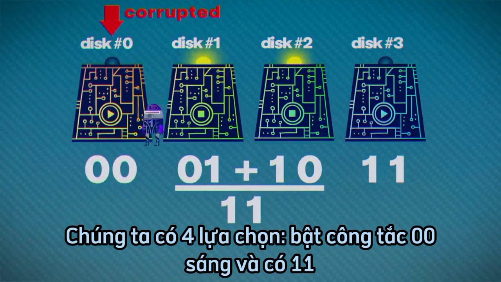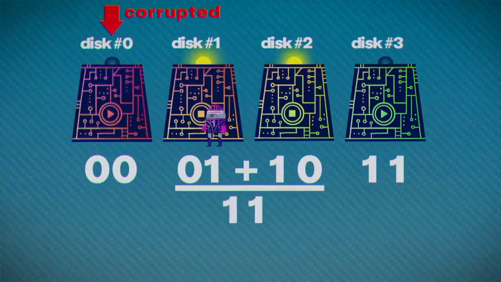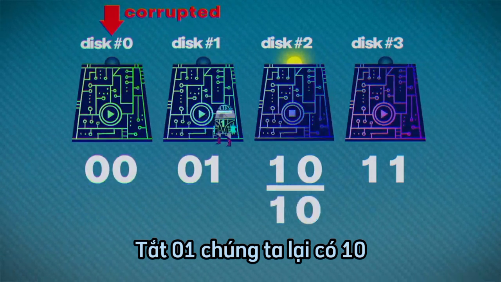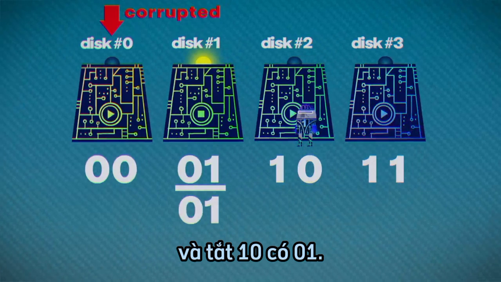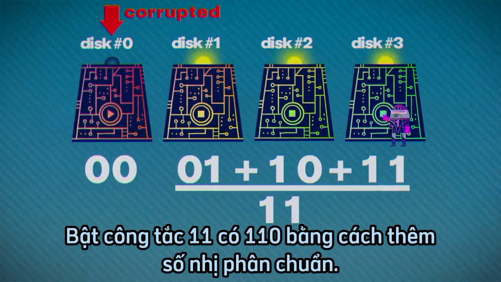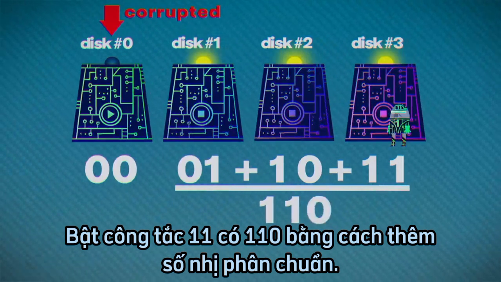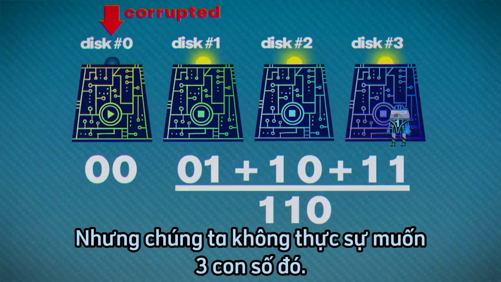We have 4 options. Turning switch 00 on gives us 11. Turning 01 off takes us back to 10. And turning 10 off gives 01. None of those work. Turning switch 11 on gives us 110 by standard binary addition. But we don't really want 3-digit numbers.